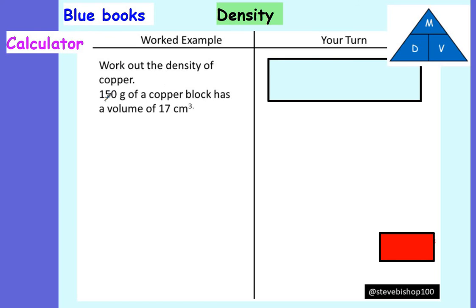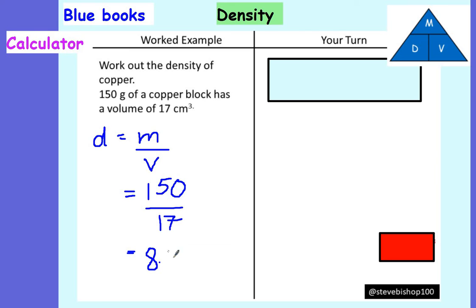I've been asked to work out the density of copper. Now the density is given by, if I cover that one up, mass divided by volume. So I'm looking at 150 divided by 17. And if I work that out on my calculator, that's going to give me 8.82 grams per centimetres cubed.